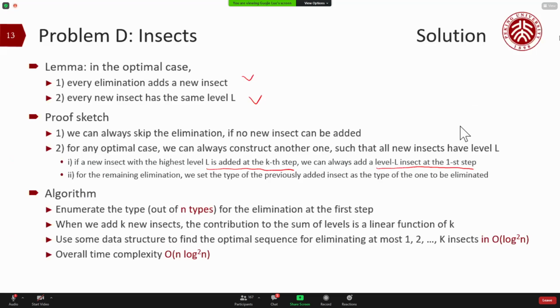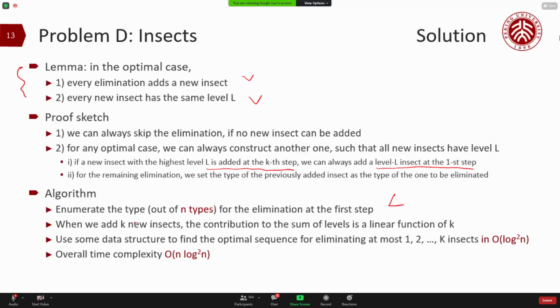Yeah, and the algorithm: we enumerate the type at the first step. Because according to this property, we know that every new insect has the same level L, but what L we should perform in the enumeration, we do not know yet. It's not necessarily the maximum at the beginning that is best, because we care about the increase of the levels, not the value of the levels. So we need to enumerate the type at the first step to determine what L is.